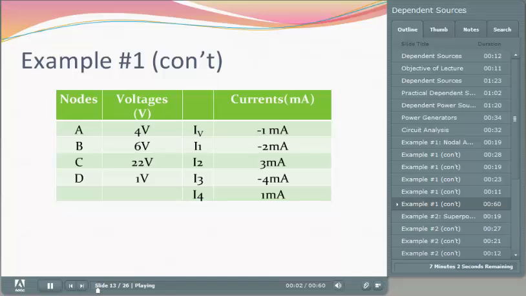Solving for the voltages and currents in this circuit, we find that the voltage at node A is 4 volts, the voltage at node B is 6 volts, the node voltage at C is 22 volts, and the voltage at node D is 1 volt.